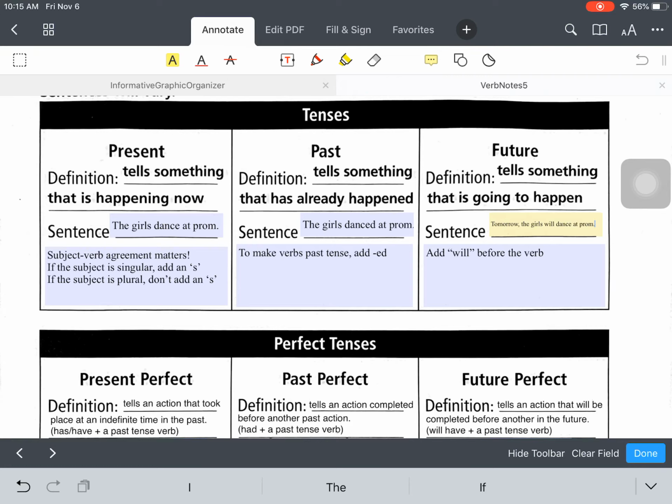So as you can see, subject-verb agreement does not matter for past tense or for future tense. In past tense, if it was girl, it would still be danced, so that does not change. And in the future tense, if the subject was girl, meaning singular, it would still be the girl will dance. So subject-verb agreement does not matter for past or future, but it does matter for present. So keep that in mind.